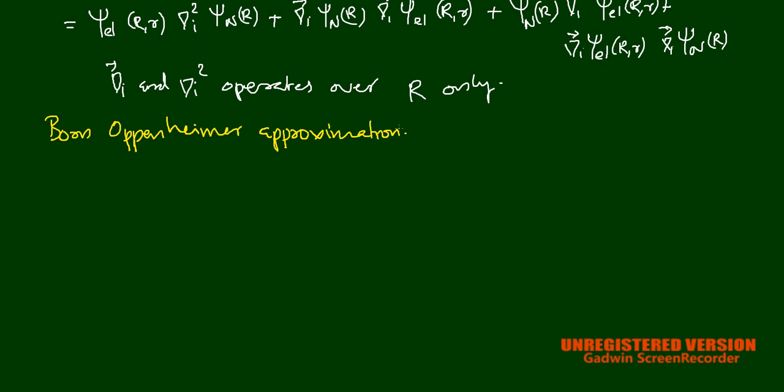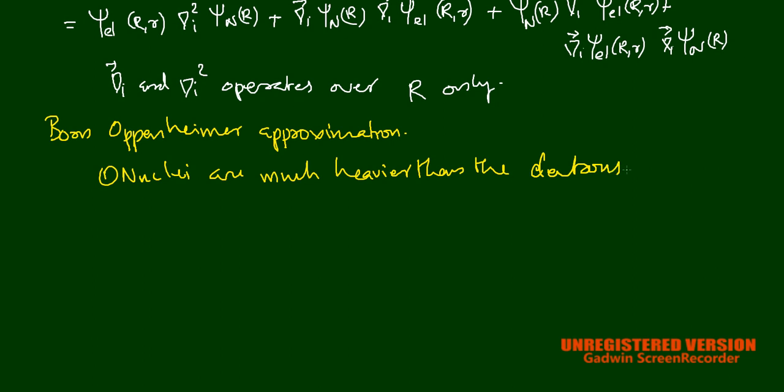And from the Born-Oppenheimer approximation, we have to consider that it's actually a simplifying approximation, that the nuclei are much heavier than the electrons. That is the first assumption. Nuclei are much heavier than the electrons.